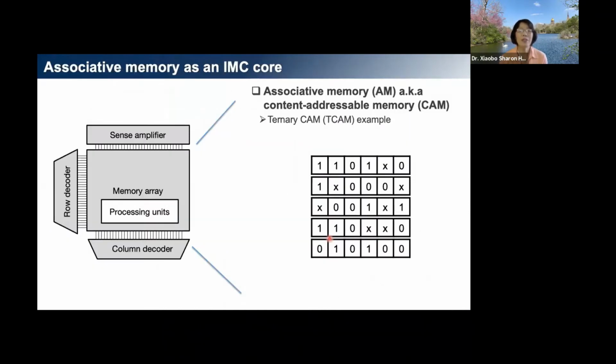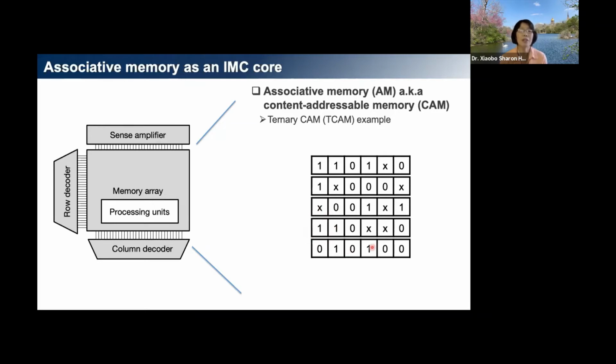So the specific AMC core I will focus on is called associative memory or content addressable memory. I'll use these two terms interchangeably. Now, here I'm using a really simple example of an associative memory called ternary content addressable memory to show you what I mean by this associative memory.